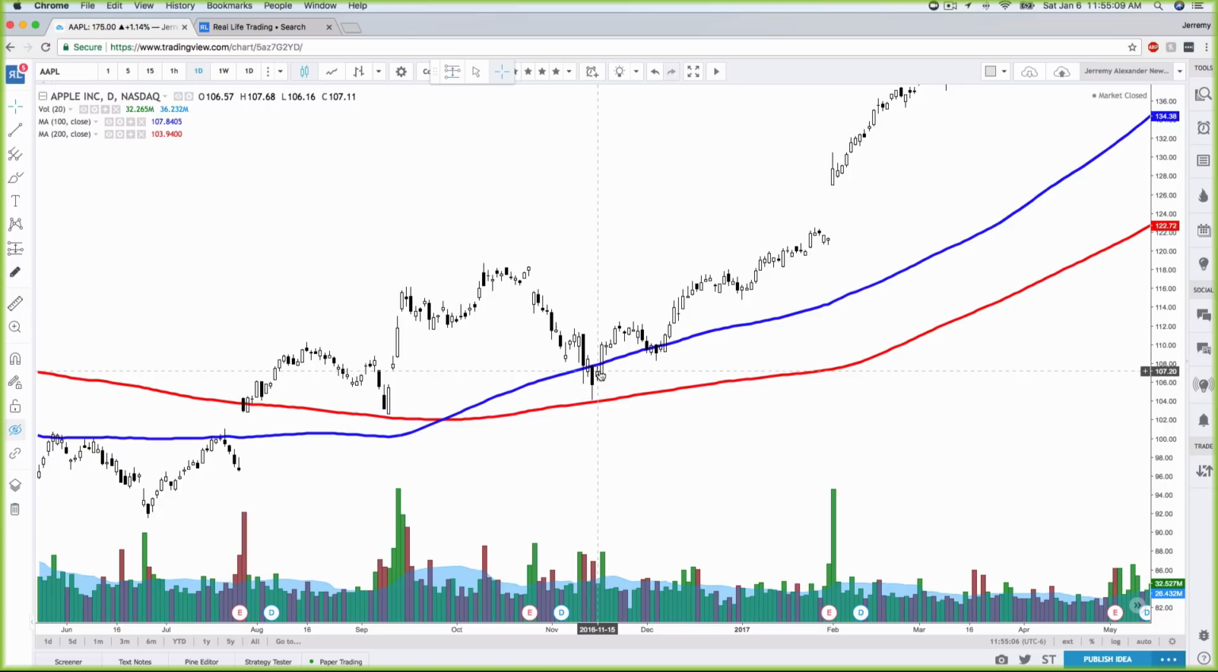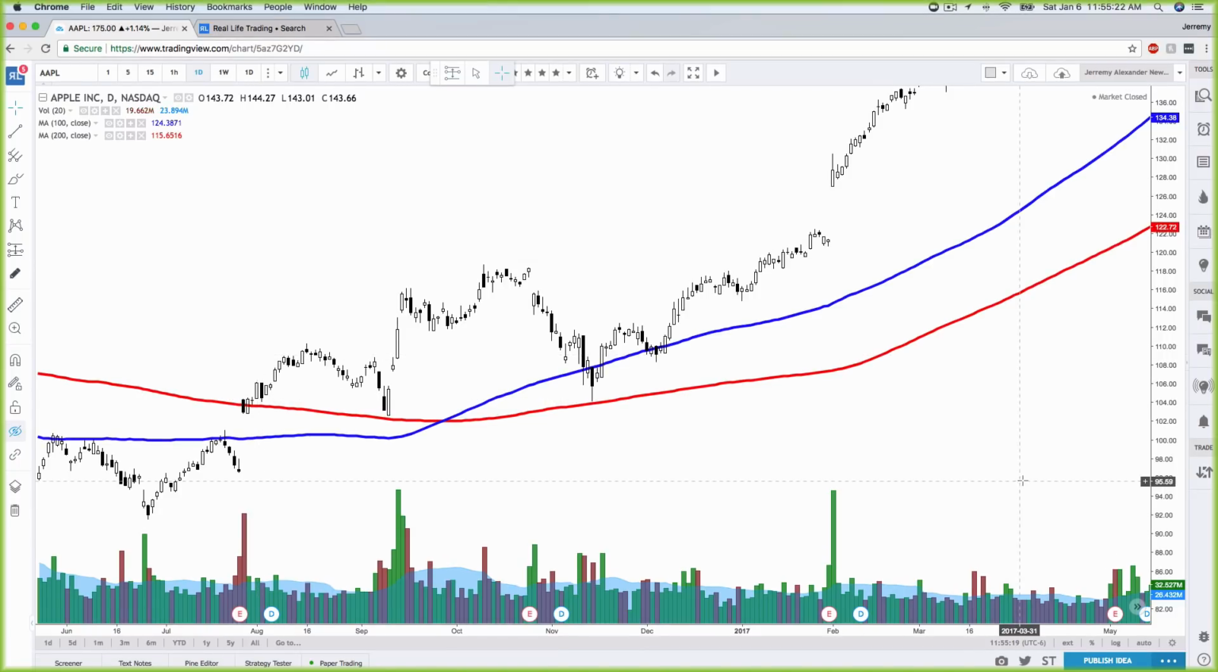So anyway, I hope this was helpful. Just a kind of a quick review, some tweezer tops and tweezer bottoms. If you have any questions about this, please let me know. My goal is to help you all trade prolifically, profitably.